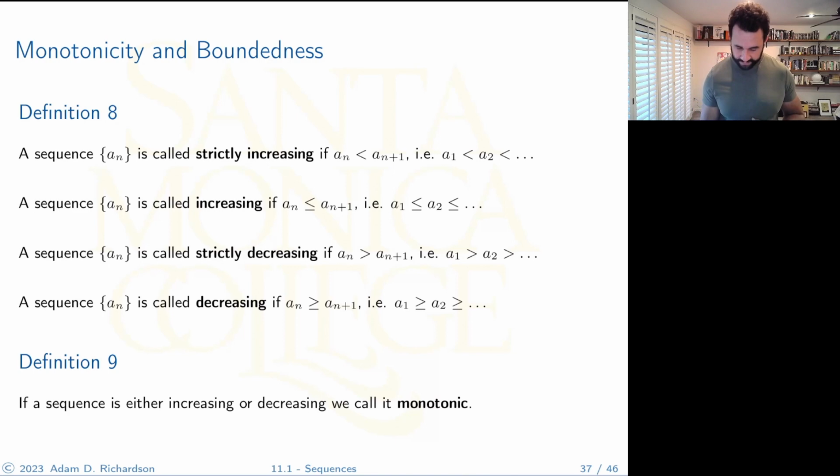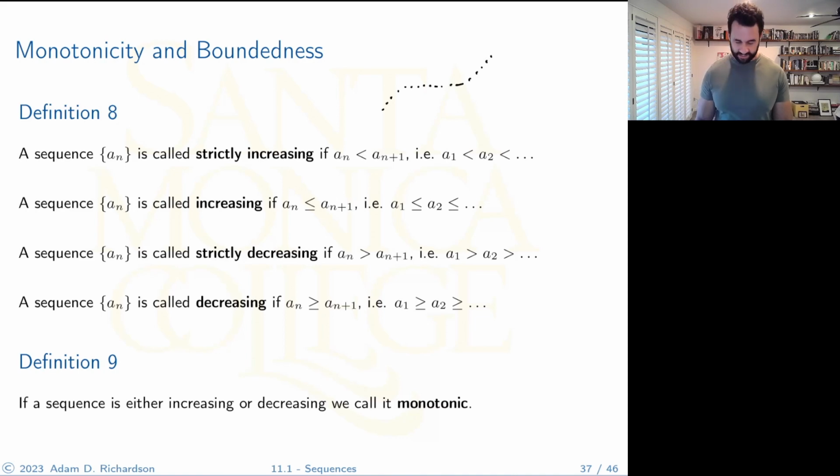There you go. Whereas an increasing sequence could level out. So an increasing sequence could go like this. There we go. So it's increasing, but not strictly so. That's the difference. You get the same result for decreasing. Strictly decreasing means you're strictly decreasing. Decreasing just means you could level out at some point.